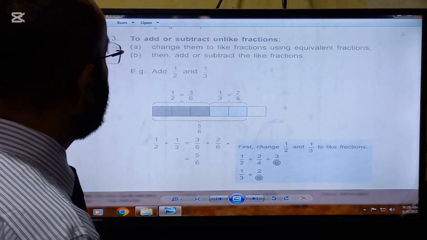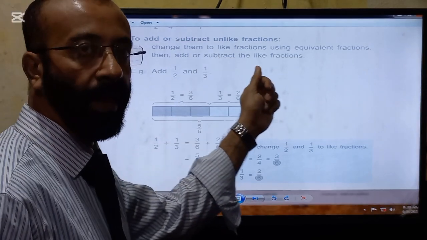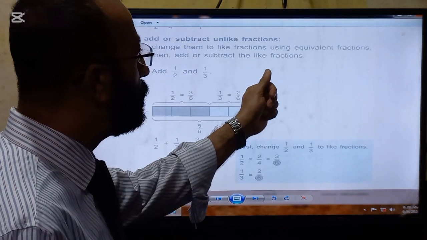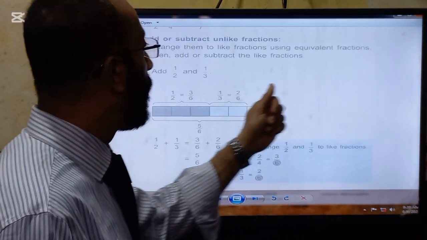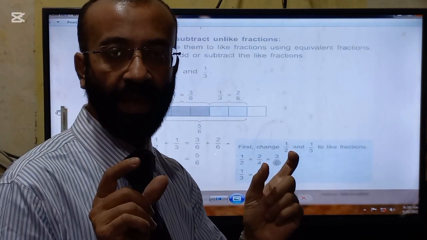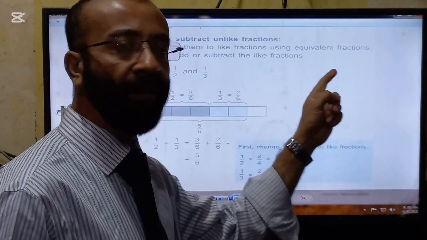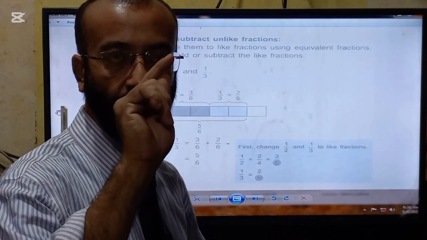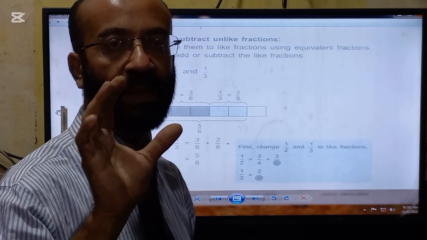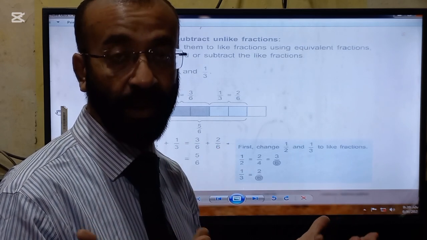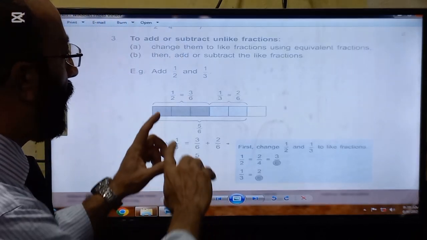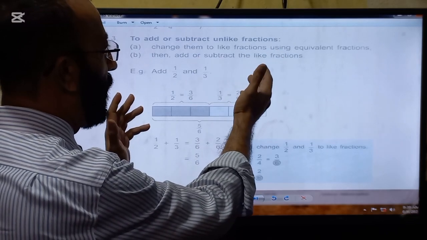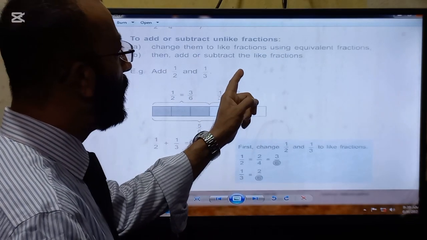The next concept is to add or subtract unlike fractions. The steps will be: change them to like fractions using equivalent fraction method. So like fractions are the fractions which are having the same denominator, and equivalent fraction method was to multiply numerator and denominator with the same number, or divide as well. You can divide as well. So after converting the unlike fractions into like fractions, then add or subtract the like fractions.